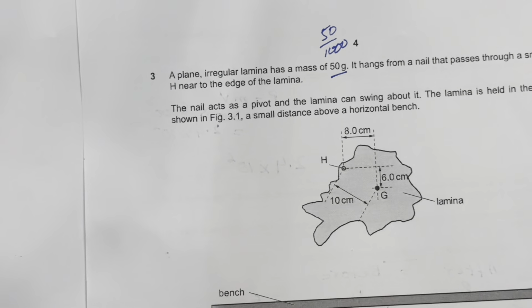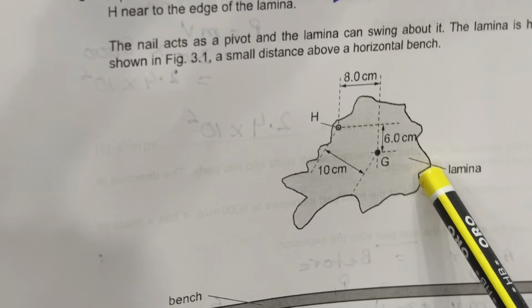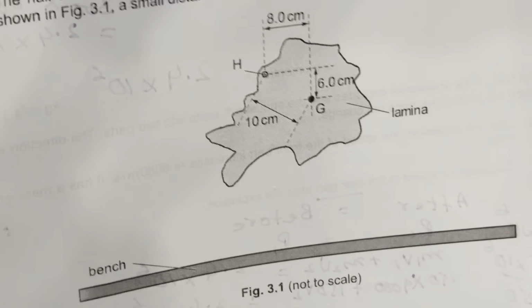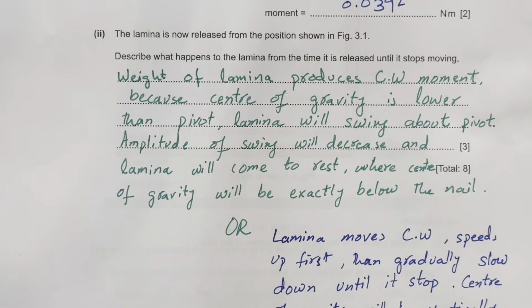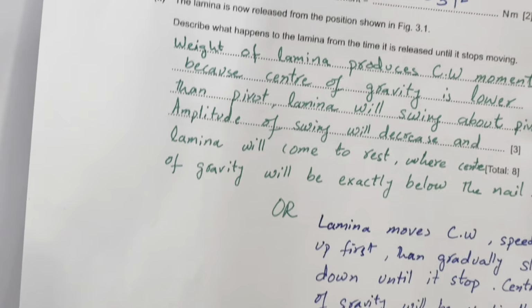its amplitude starts to decrease gradually, and until it comes to rest, the center of gravity will be exactly below the nail. Or you can briefly say that the lamina moves clockwise, speeds up first, then gradually slows down until it stops. Center of gravity will be vertically below the pivot. Both are right answers and both explanations are correct. If you write one of these, you would get 3 out of 3 marks.